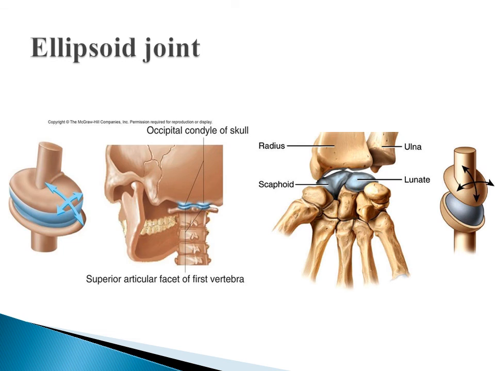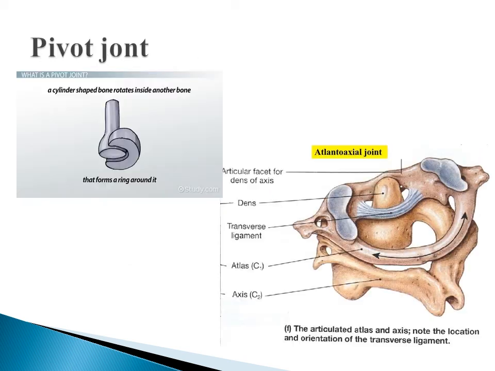Ellipsoid joint. Ellipsoid joint is a modified ball and socket joint. The articular surfaces are ellipsoid in shape rather than a regular ball and socket joint. The movement is in only two directions or axes. For example, the joints between the skull and the first vertebra, and the joints that are present between the radius and ulna and the carpals of the hand.